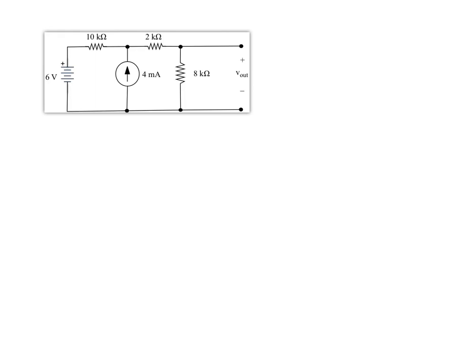Now we want to consider the effect of the 6 volt source only, and we want to turn off the 4 milliamp source. So that means we want to take the current source and turn it to 0 amps. And so remember that an open circuit has 0 amps flowing through it.